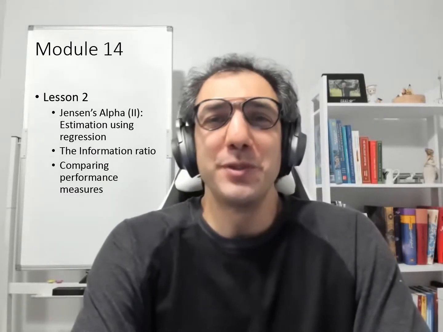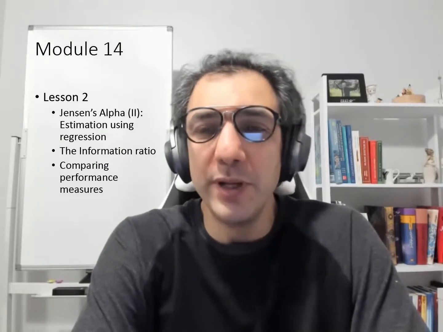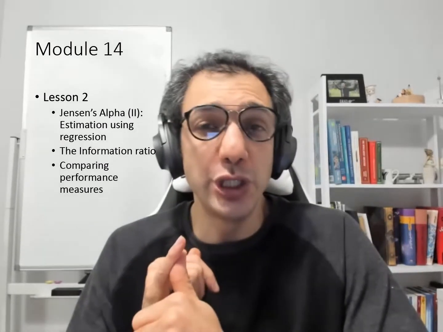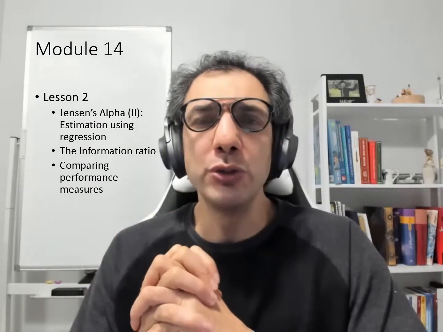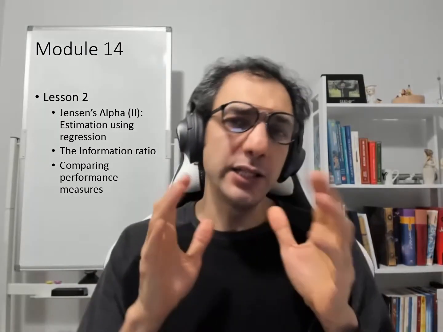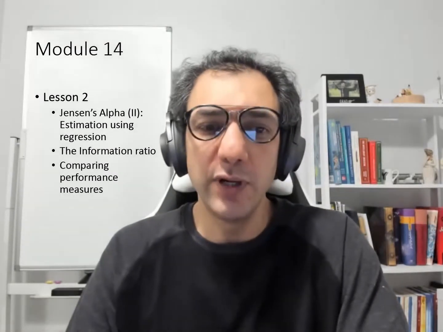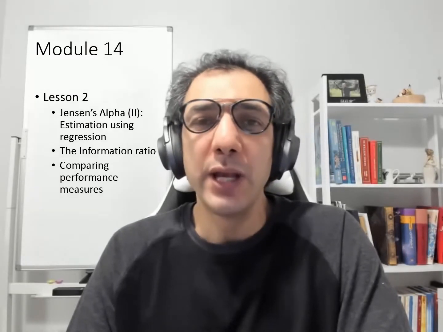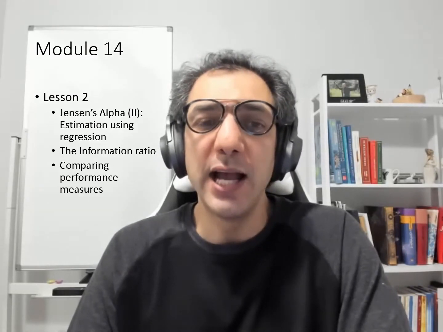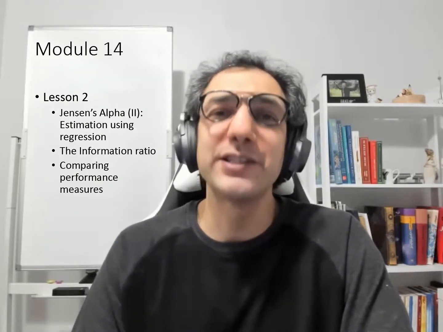We're talking about different measurements you can use to measure your performance. So we talked about Sharpe ratio, Treynor ratio, and I also introduced you to Jensen's alpha. In this lesson, I'm going to talk more about Jensen's alpha, and also I will introduce the information ratio. We'll wrap up by looking at the different measures and comparing them. So let's start our session.